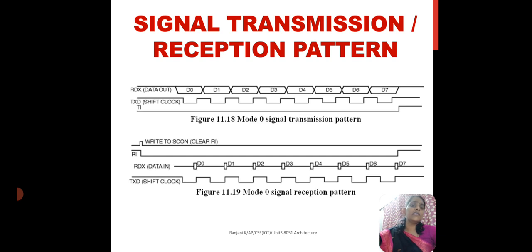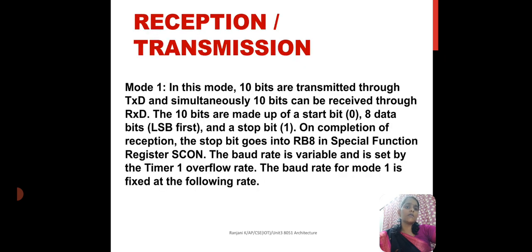Here is the signal transmission and reception pattern. This figure represents the transmission pattern and reception pattern. This is a clock cycle. Based on this, data is transmitted from D0 to D7.